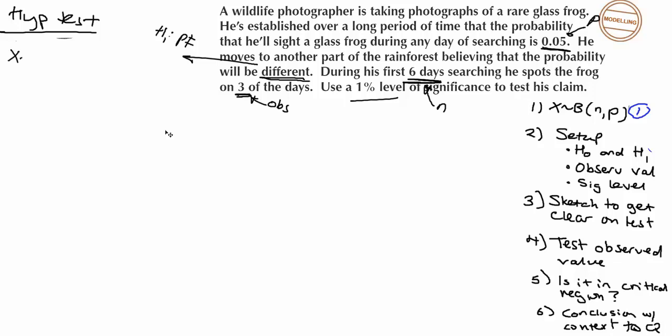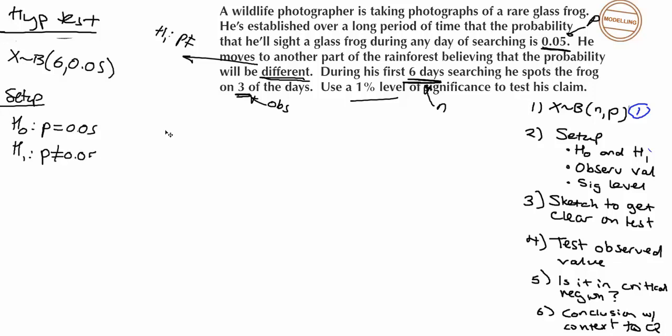So let's get into this. It's a binomial, six trials, and the probability was 0.05. Let's do our setup. H0, we think the probability is 0.05. That's what we're testing. But there's a belief that in this different part, it's not the same. So H1 is that it's not equal. Observed value is 3. I'll actually use the right one this time, I assure you. Significance level, 1%. Now let's do the sketch.